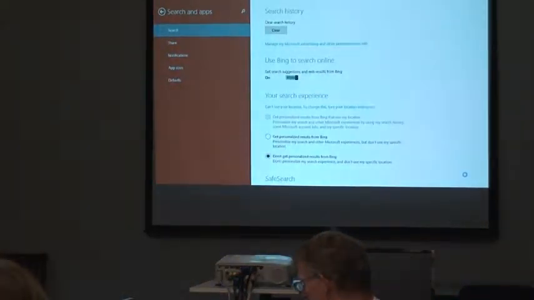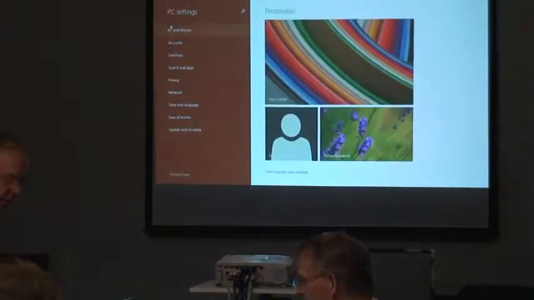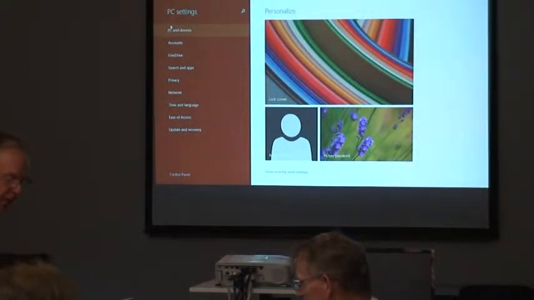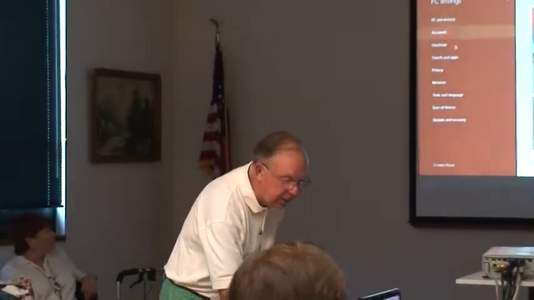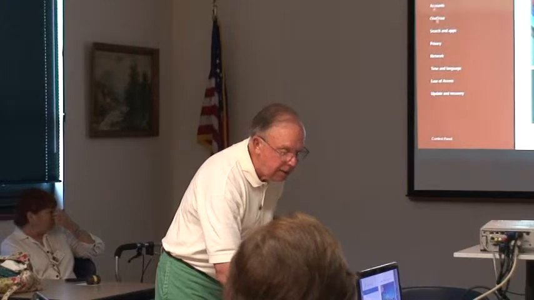Functionality in that change PC settings, and as you can see, you've got search and apps. The main menu is all your PC settings. It talks about accounts, OneDrive, search, apps, privacy, network, time and language. It's worth exploring those, because you may say, aha, let me find out more about privacy. Ease of access is really for people with disabilities. Update and recovery and so forth. And by the way, you can also go to the traditional control panel.